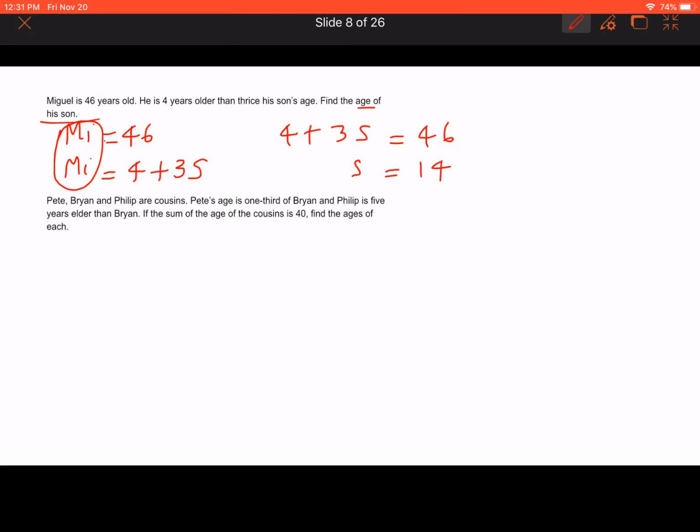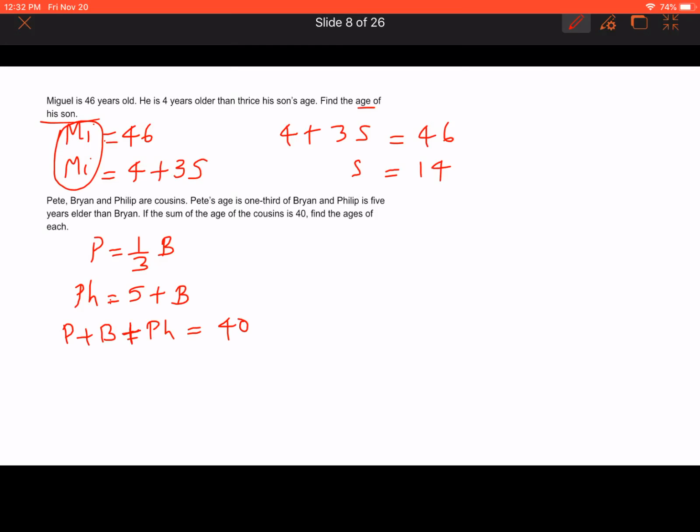Okay, next, Pete, Brian and Philip are cousins. So there are 3 persons involved. Pete's age is 1/3 of Brian and Philip is 5 years elder than Brian. So elder means we have to add 5 more years. If the sum of the age of all the cousins, so Pete, Brian and Philip's age is altogether 40.